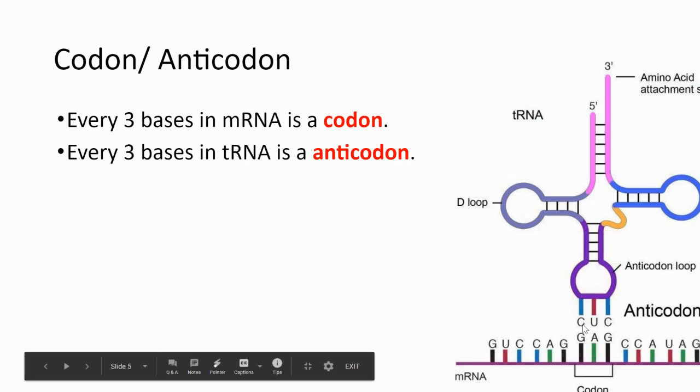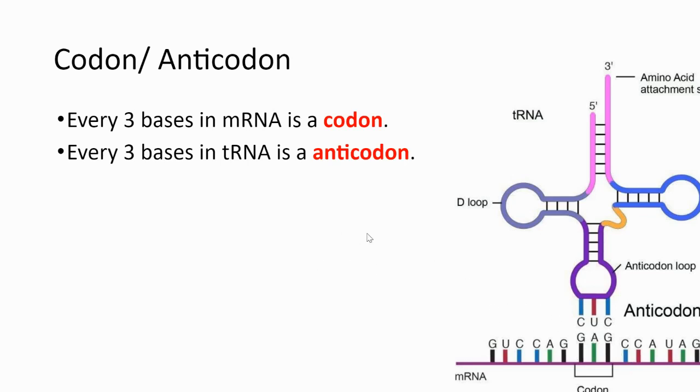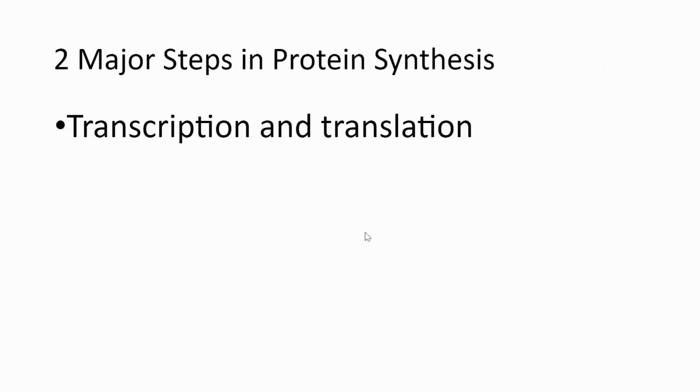So G goes with C, A goes with U. Remember, we are using RNA, not DNA. So A goes with U. C and G always still go together. DNA or RNA, C and G will always go together.